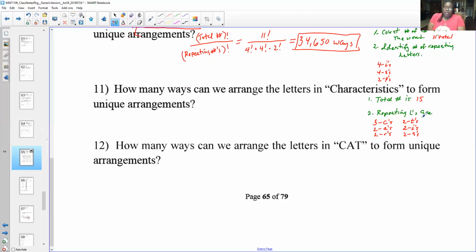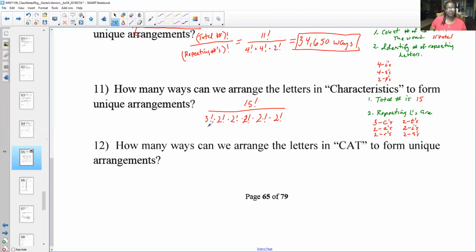So for every repeating letter, remember, we're going to multiply the factorial of them in the denominator. So here we go. So we have 15 factorial in our numerator divided by 3 factorial times 2 factorial times 2 factorial times 2 factorial times 2 factorial. 1, 2, 3, 4. I'm missing a 2. Times 2 factorial. Okay, it's a lot of 2's, isn't it?